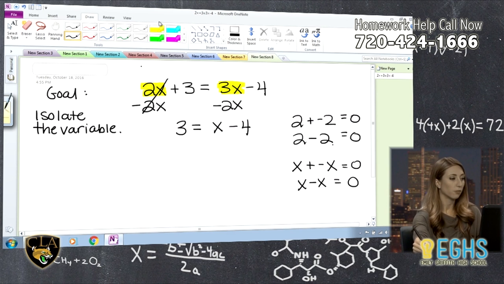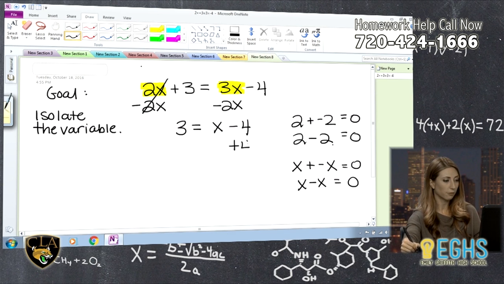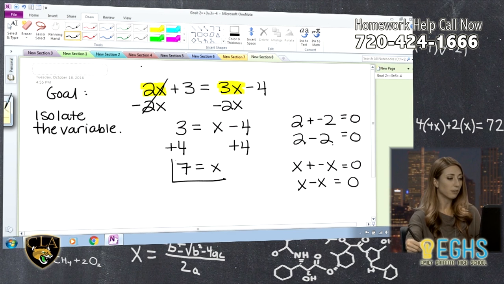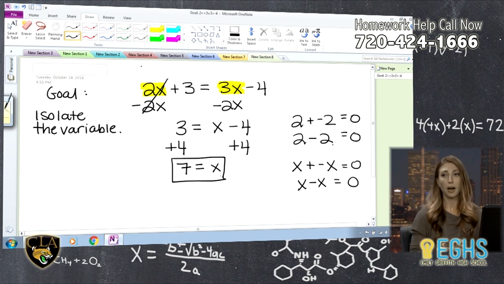Now you might notice that our variable over here just has this minus 4 with it. So same idea, we want to do the opposite, the inverse operation. So we're going to add 4 to both sides. And we end up getting 7 on the left and x on the right. So now that I've isolated the variable, I know what it is.